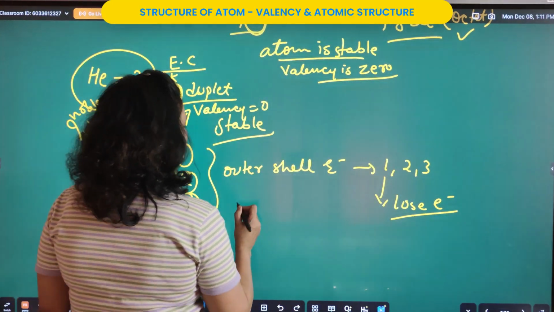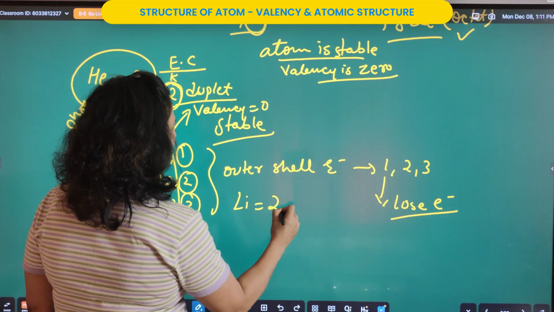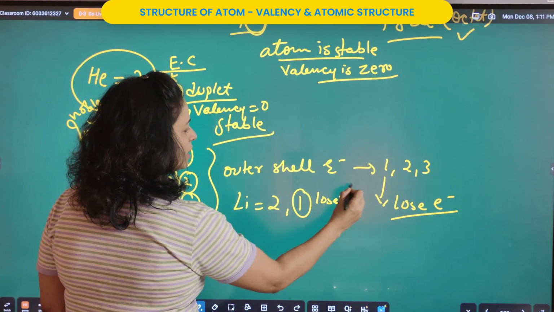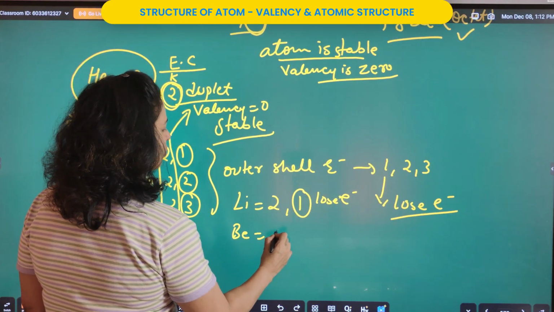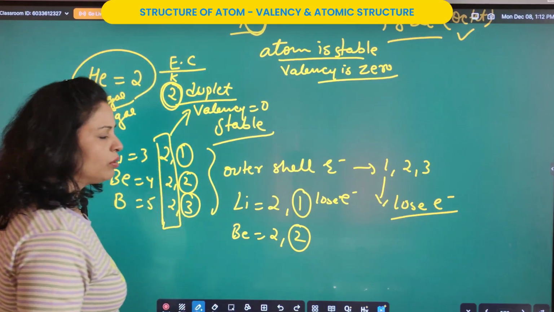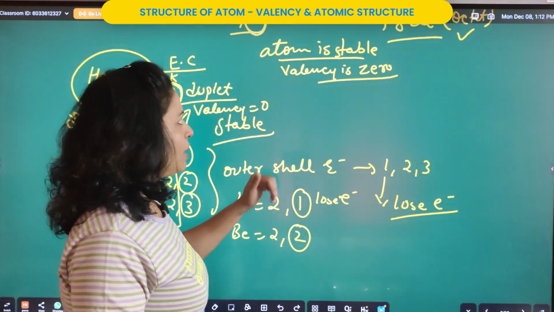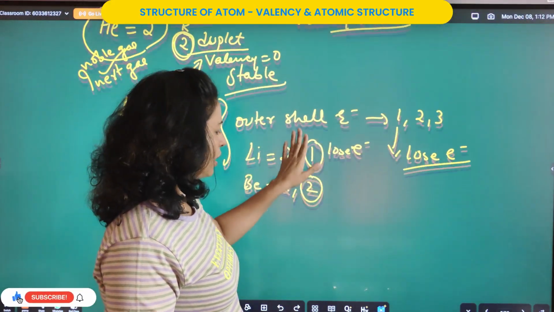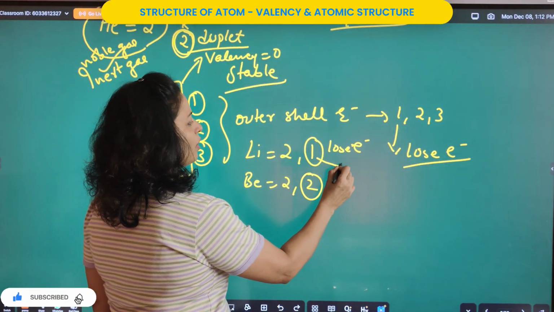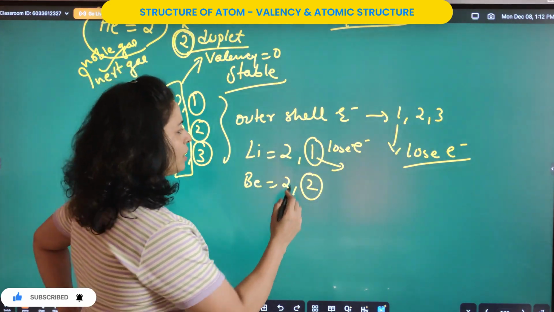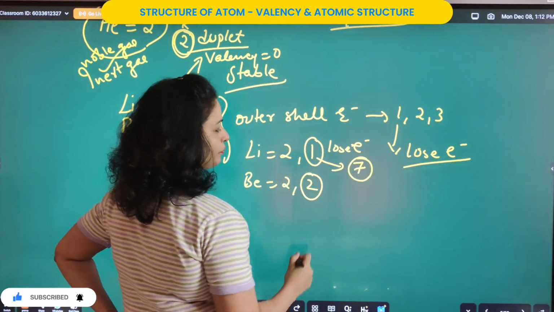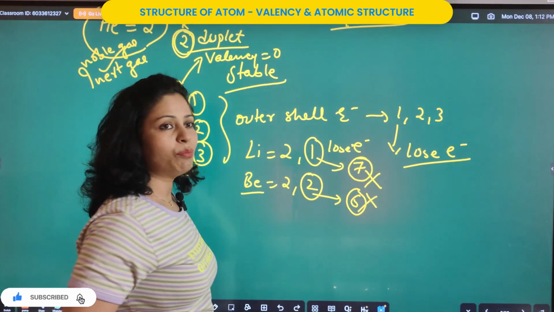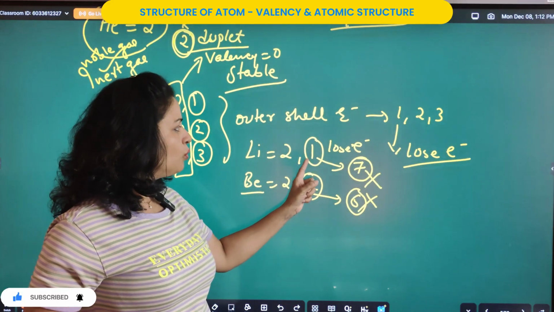Now lithium, what will happen? Lithium is 2, 1. So it's easy to lose this electron, right? Beryllium is 2, 2. It's easy to lose these electrons. Now you will ask me that the last shell can have 8 electrons also, that is octet. They can attain octet also. But to attain octet, lithium requires how many electrons? It requires 7 more electrons, and beryllium will require 6 more electrons. That means they require more electrons, right? They are able to lose fewer electrons.